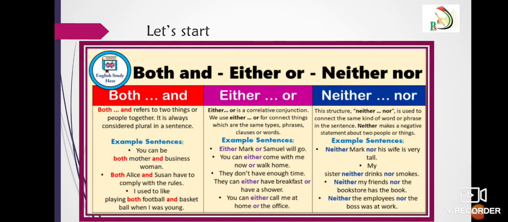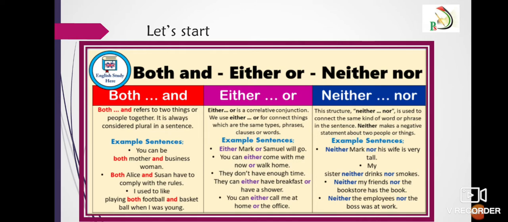Neither nor comes for negative sentences, as the term suggests. This structure, neither nor, is used to connect the same kind of word or phrase in the same sentence. Neither makes a negative statement about two people or things. Neither Mark nor his wife is very tall. It means both are short. My sister neither drinks nor smokes. Neither my friends nor the bookstore has the book. Neither the employees nor the boss was at work. If I take my example, I'll say that I neither have a car nor a villa.